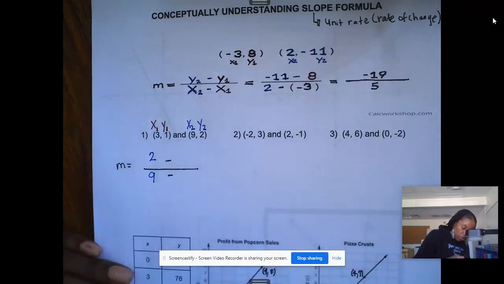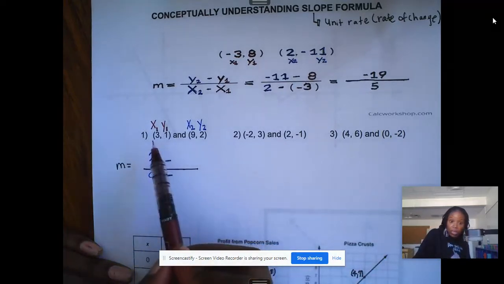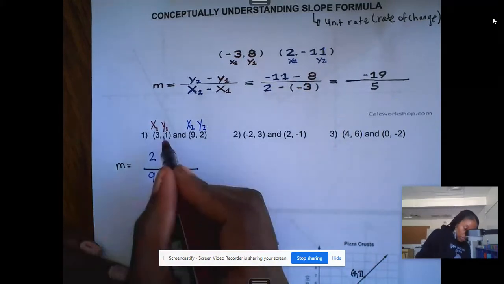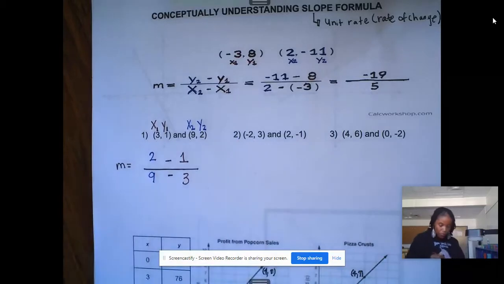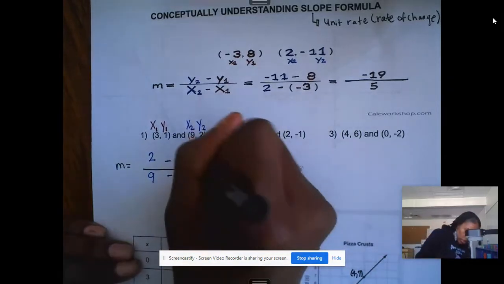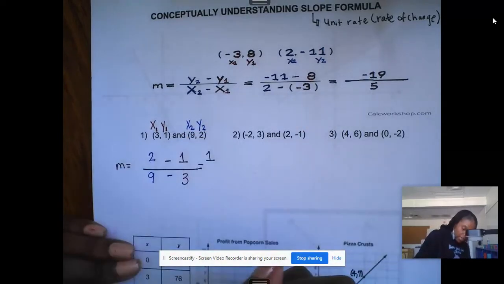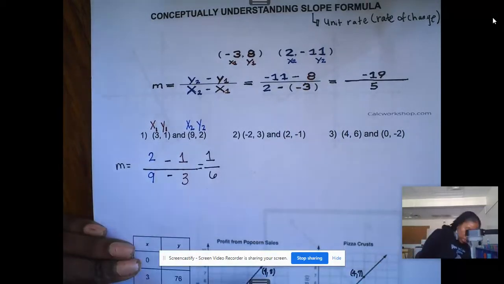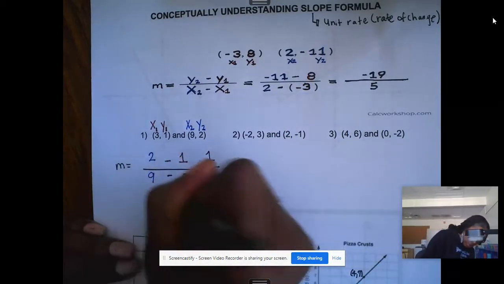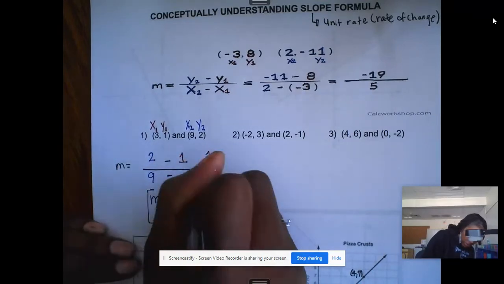Now I want to do my y sub 1 and then my x sub 1. My y sub 1 is positive 1, so I'm going to put that, and then my x sub 1 is 3. Now all you have to do is answer it and then simplify if you have to. So 2 minus 1 is just going to give you 1, and then 9 minus 3 will give me 6. I cannot simplify that. That is as far as I can go. So my m equals 1 divided by 6. My slope equals 1 divided by 6.